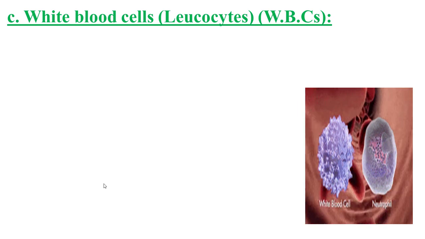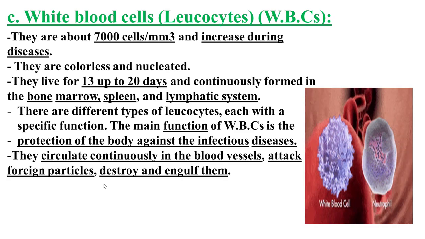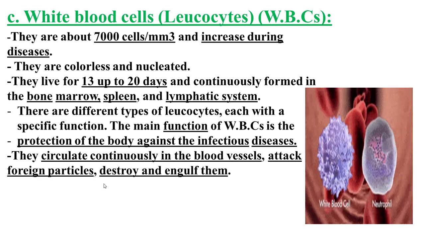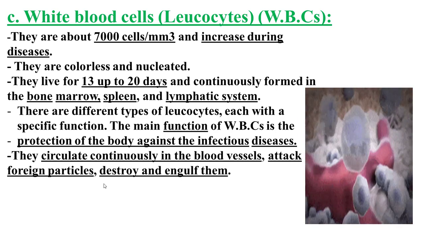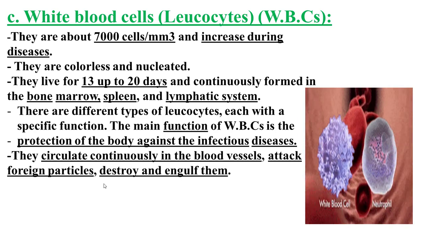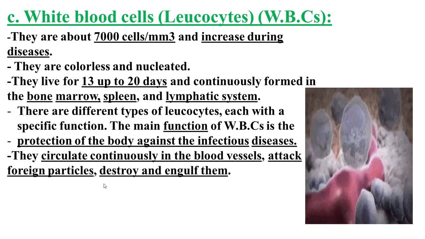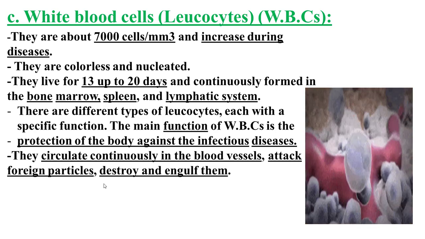Number 3, white blood cells or leukocytes. They are about 7,000 cells per cubic millimeter and increase during diseases. They are colorless and nucleated. Their age is about 13 to 20 days, and they are continuously formed in the bone marrow, spleen, and lymphatic system.